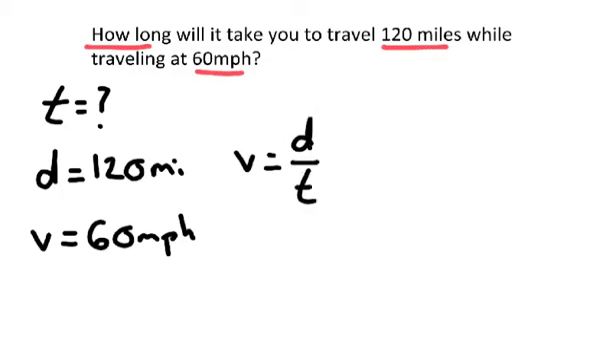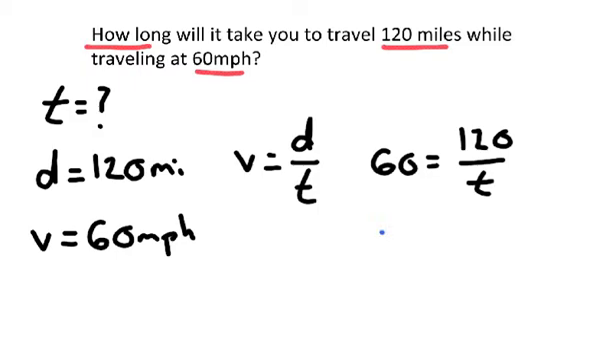So our next step, just take these numbers. This is what I call the setup. v is 60. So we're going to write 60 equals d, which is 120, over t. That's the setup. That's all I need to see. What I'm about to do in blue is the algebra. If you can do it in your head, do it in your head. But I'm going to write it out.